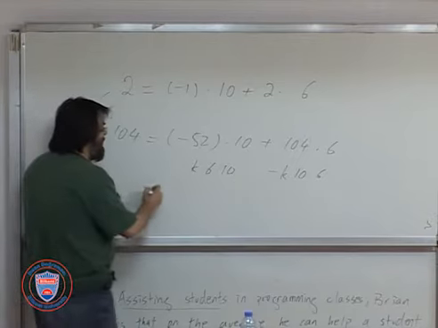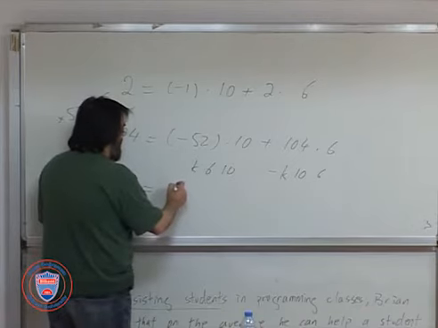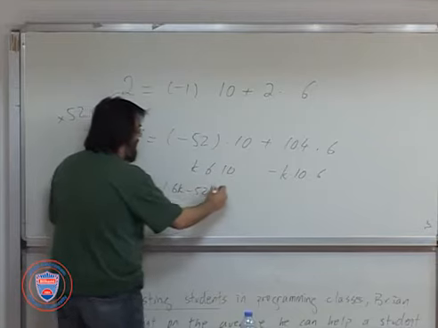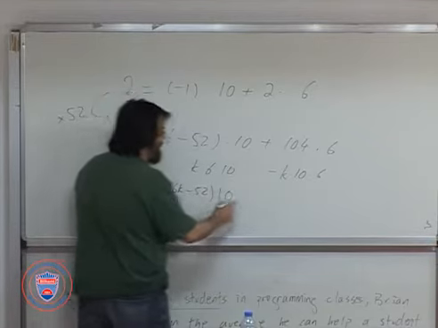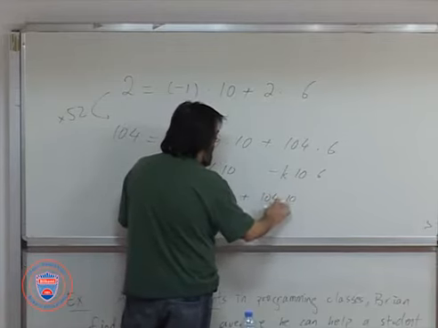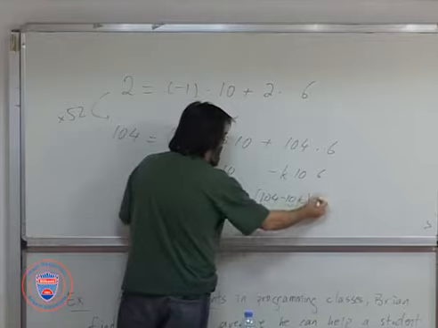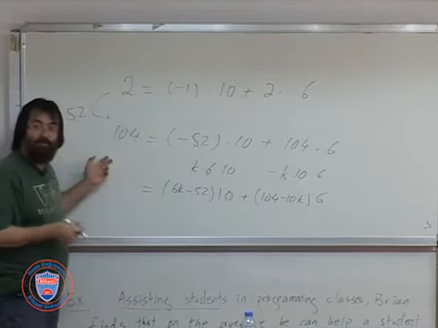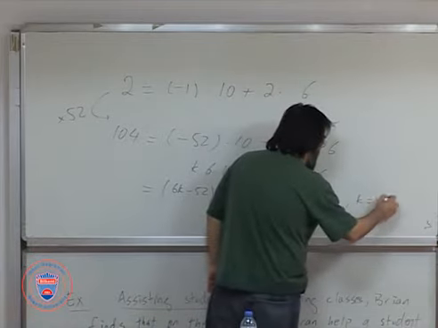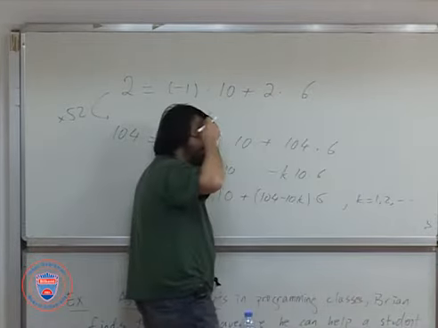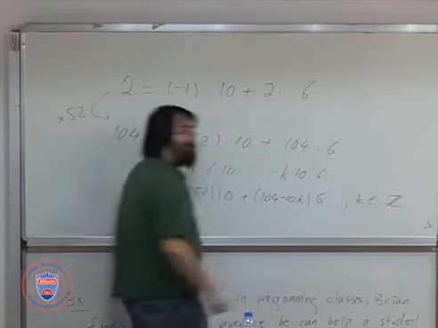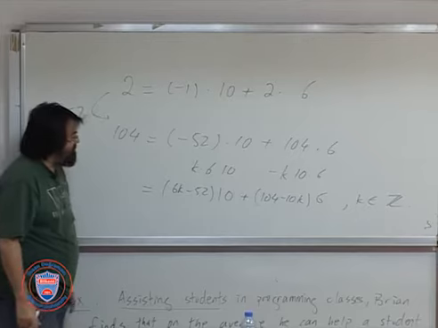So what it tells you is that if you put 6k minus 52 for any k as your coefficient, and then 104 minus 10k as the other coefficient, you still get 104. And now you're free to choose different k's. You can choose any integer actually. Z is the integers, so any integer.